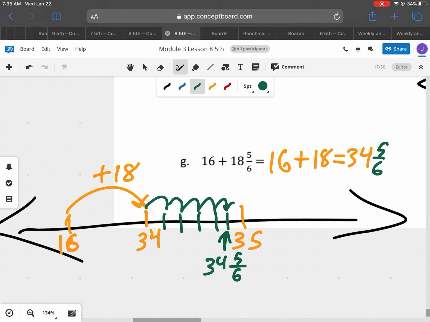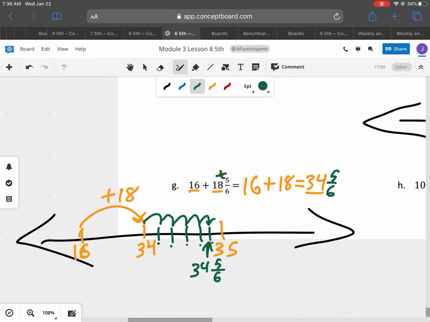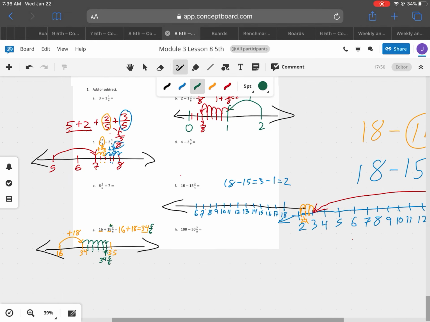Someone might be asking, how do I know that's 5/6? Because this is 1/6, 2/6, 3/6, 4/6, and that's 5/6. All right. Now again, we know that 16 plus 18 gives me the 34, and then I just add my 5/6, and that will give me 34 and 5/6. Again, it seems fairly simple for me. I hope it's simple for you.